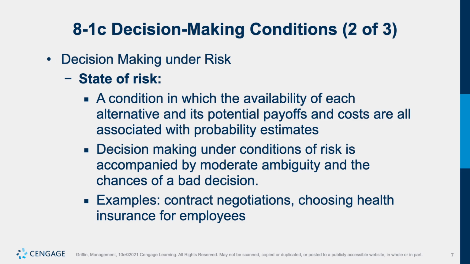That would be decision making under risk, right? And you find out that decision making under conditions of risk is accompanied by moderate ambiguity. It's not a low level of ambiguity like the condition of certainty. It's moderate ambiguity, meaning that there is a moderate level of non-clarity of what the alternatives would be like, how available they are, or to what extent they can affect an outcome, and the associated costs for implementing any choice of alternative, right?